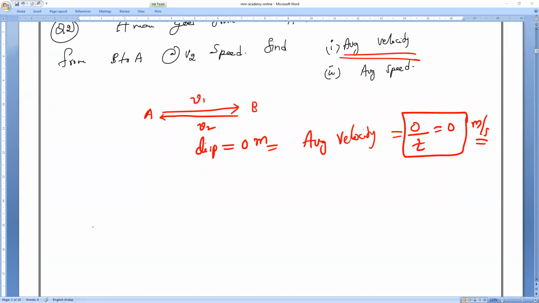Next, average speed. Average speed means what, guys? Average speed we want to find. What is the formula? Average speed is V1 plus V2 by T. How much did you get? Wrong. Wrong, Rudreshwar.